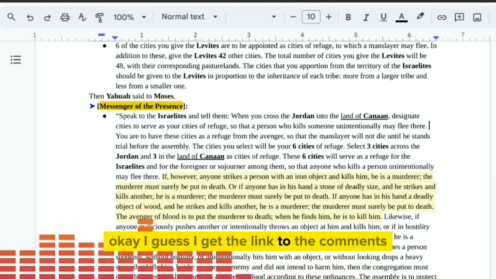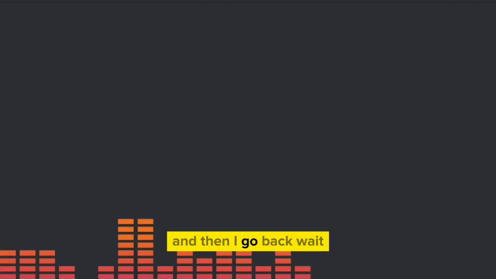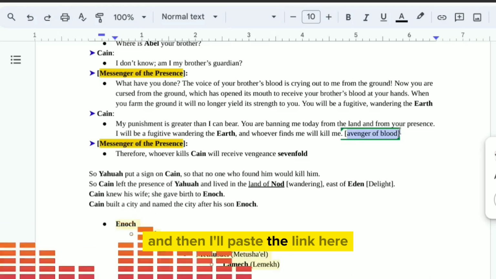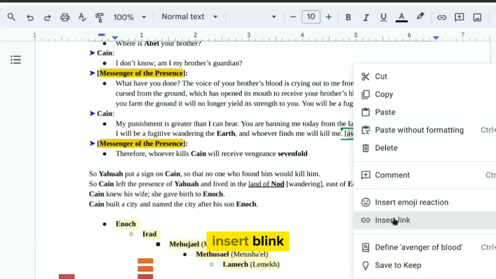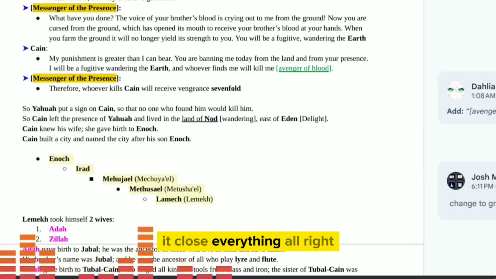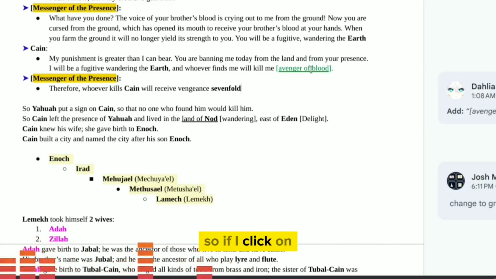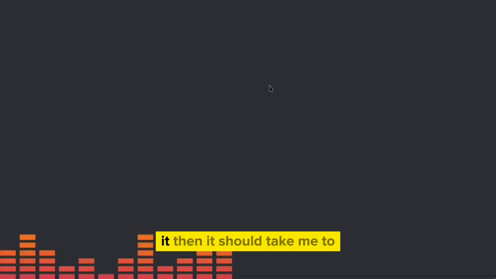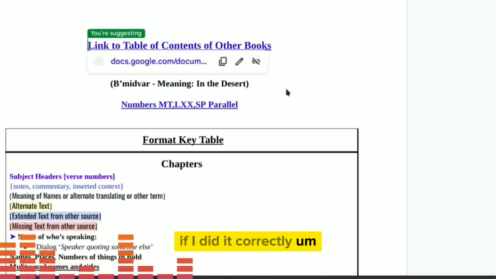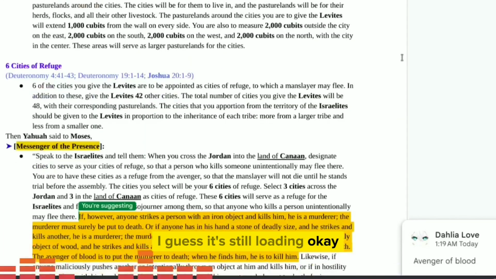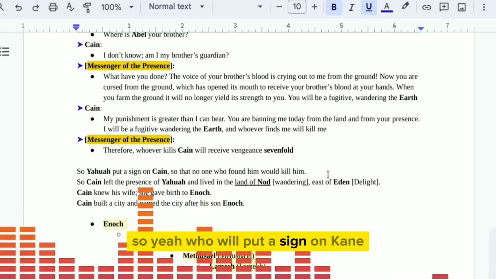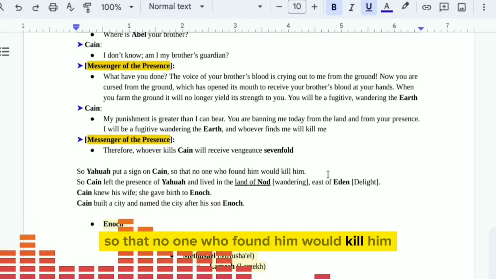Okay, I guess I get the link to the comment, and then I go back. Wait, did it copy? Okay, copy, and then I'll paste the link here. Insert link, paste, apply. Right, and then if I close everything, if I click on that, it should take me to it if I did it correctly. I guess it's still loading. Okay, and it took me to the thing. Alright, cool beans.